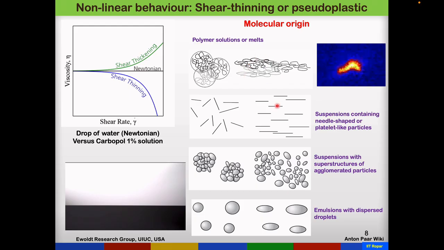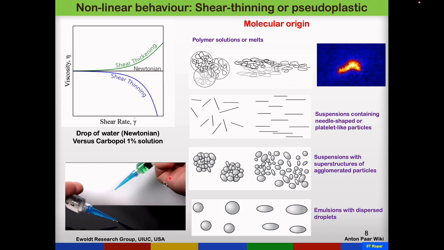Similarly, in other cases like suspensions, where you have needle-like particles, those will also be arranged in a particular manner under deformation. Similarly, you can say the same for emulsions. All this rearrangement of the microstructure present within the fluid will happen, and as a result the viscosity will also tend to change.